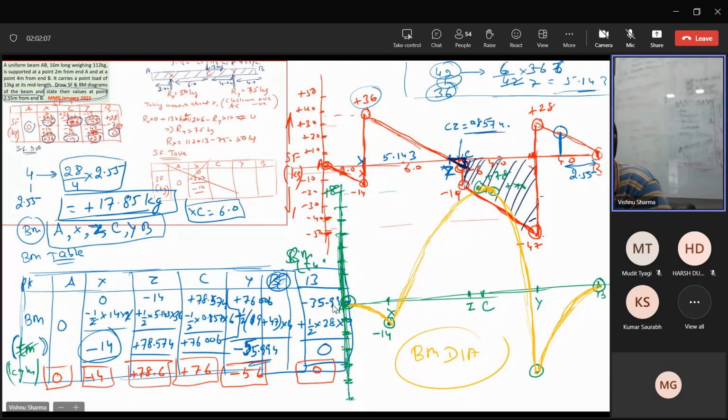Guys, is the diagram done? Can we then close out by the 2.55 meter thing?